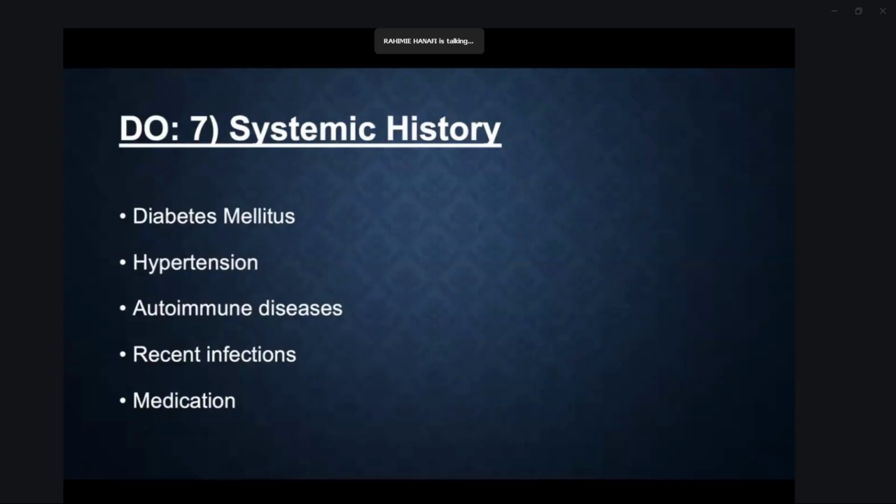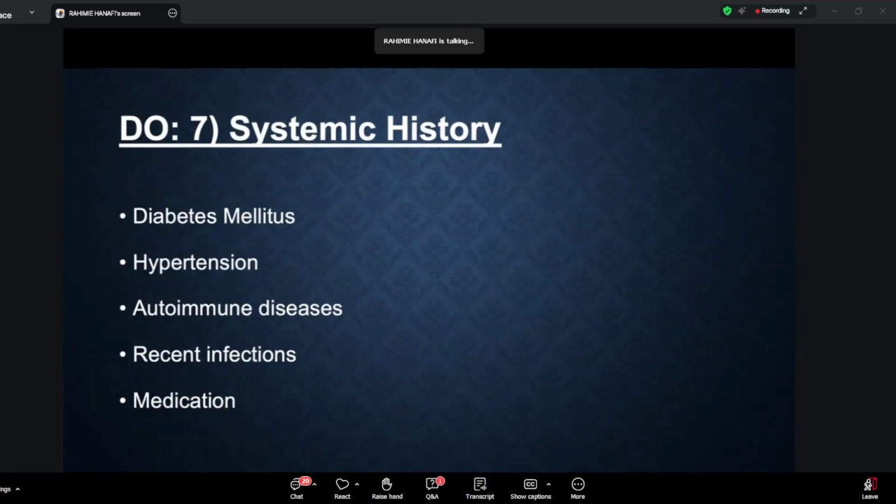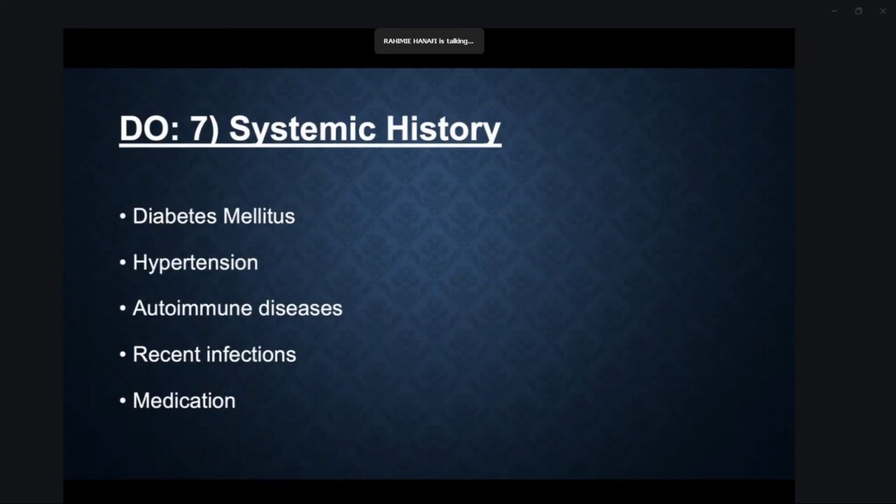Autoimmune disease can cause, for example, vasculitis, which can cause a nerve palsy. In the eye itself, it can cause uveitis, for example in a patient with rheumatoid arthritis or systemic lupus erythematosus. Then any recent infection. Very important in our population is tuberculosis, and also syphilis.